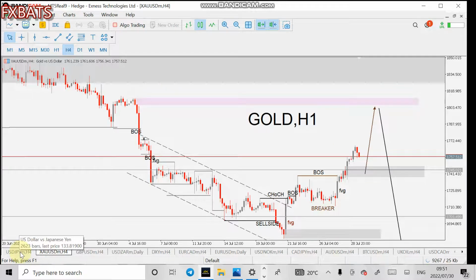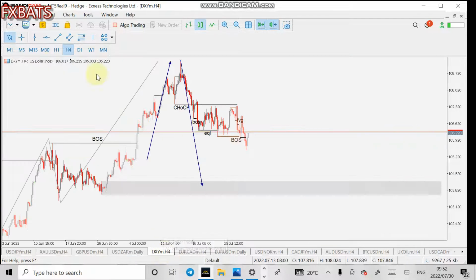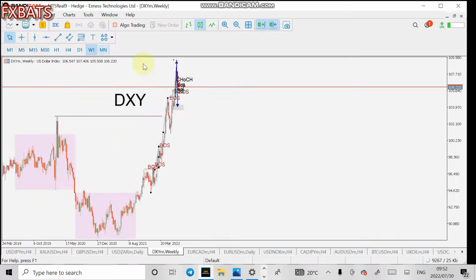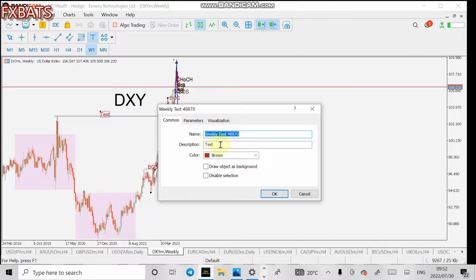I'll again go to DXY, the US dollar index. Last time we looked at it, I was tracking its performance, the way it was performing throughout the previous month. As you could see, we had the major break of structure, according to the last video that I posted.